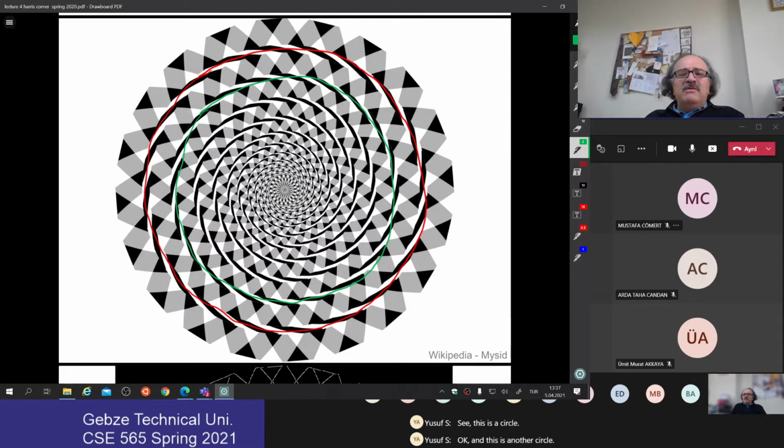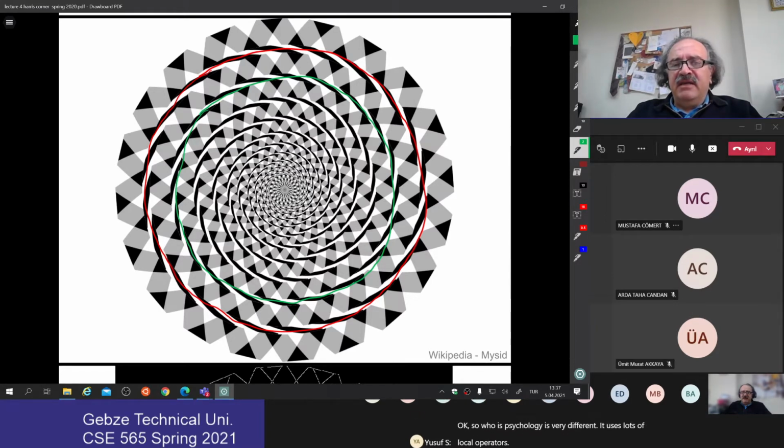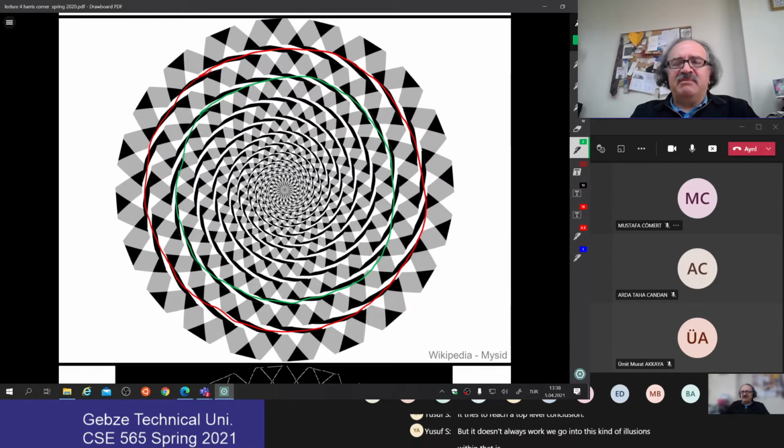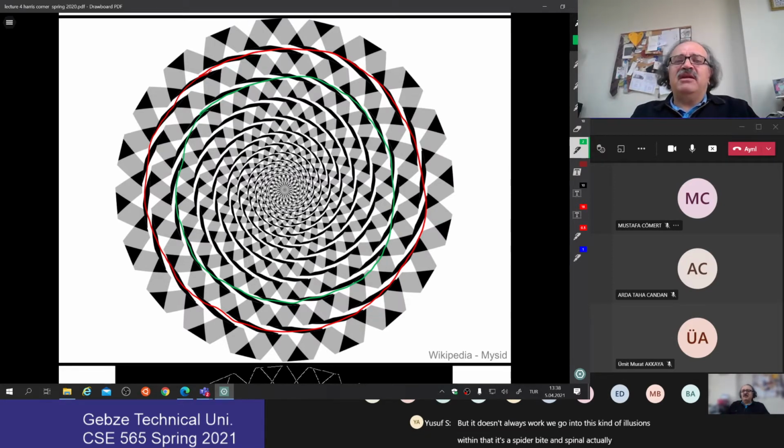Okay, so human psychology is very different. It uses lots of local operators. Then by applying a bottom-up approach, it tries to reach a top-level conclusion. But it doesn't always work. We go into this kind of illusions. We think that it's a spiral, but it's not a spiral actually. But we cannot make our brains think otherwise. Anyway, let's look at this image.